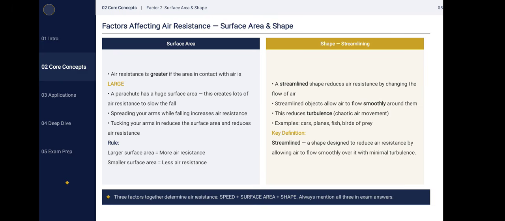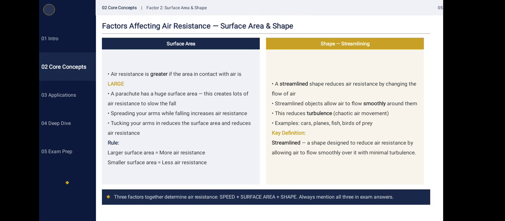This is the exact principle behind parachutes as well. We want as much surface area as possible to maximize the air resistance and slow the fall to a safe speed. The next is shape, streamlining shape.